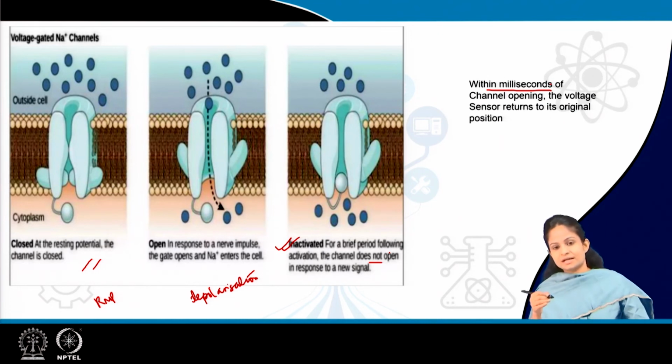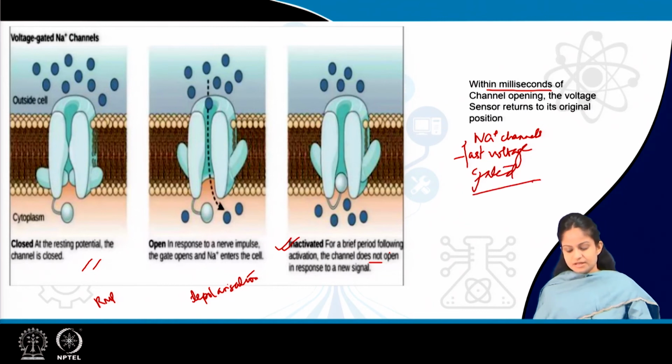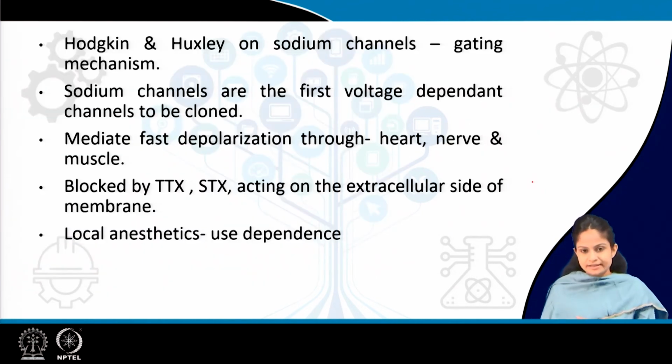Within a few milliseconds this inactivation occurs, because the sodium channels are very fast, as described in the membrane potential previous lecture. The sodium channels are very fast voltage gated channels. So, that is why the inactivation also occurs very rapidly. The more rapidly it opens, the more rapidly it gets closed. Hodgkin and Huxley are the two scientists who worked on the gating mechanism of the sodium channels.